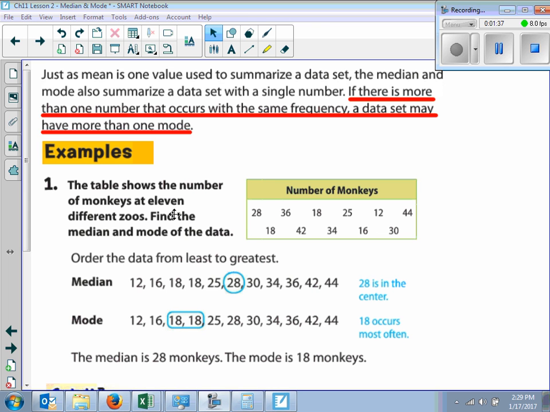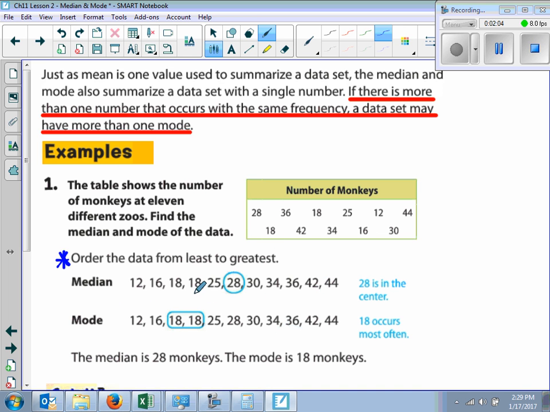So here the table shows the number of monkeys at 11 different zoos. We want to find the median and the mode of the data. So the first thing you need to do when you are finding the median is put the data in order from least to greatest. Okay? So here they did it for us. This part you don't have to write down. So here's the data in order from least to greatest.